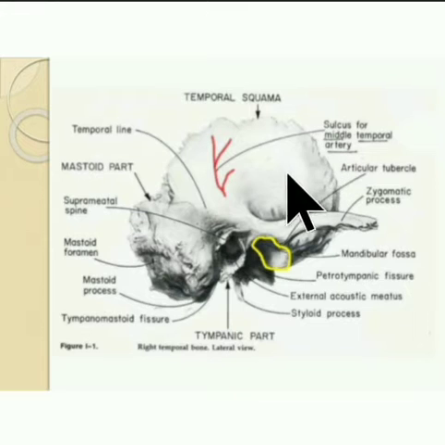So in this bone you can see here is the zygomatic process, and here attaches the masseter, and below the zygomatic arch there is the mandibular fossa, and here on the squamous surface there is a sulcus for the middle temporal artery.